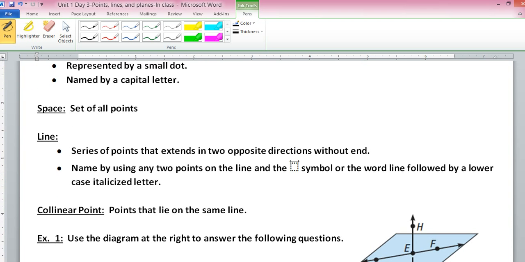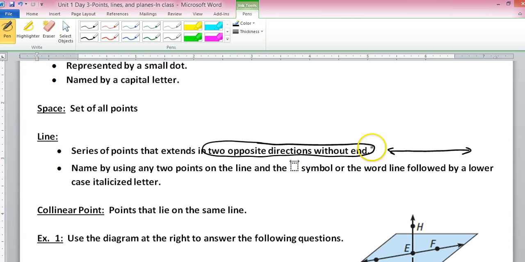Now, when we take these sets of points and we line them up in a straight line, what we end up getting is a line. A line is a series of points that extends in two opposite directions without end. So when we look at a line, you have this line and we put two arrows on the end because it tells us it goes in both directions without end. Our paper is not big enough to draw an infinite line that extends in both directions, so we put the arrows on the end to show that.